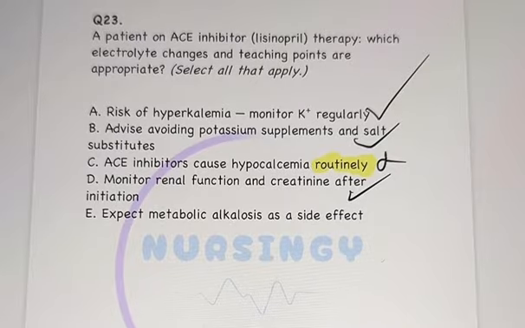E. No, they are not associated with metabolic alkalosis. In fact, inhibiting the aldosterone can cause acidosis. Definitely, it will cause acidosis because there is not much hydrogen ion excretion going on through the urine. So that's why we will have acidosis.